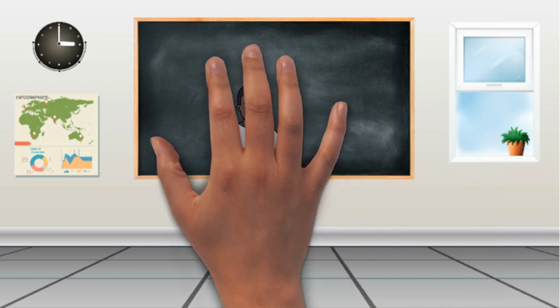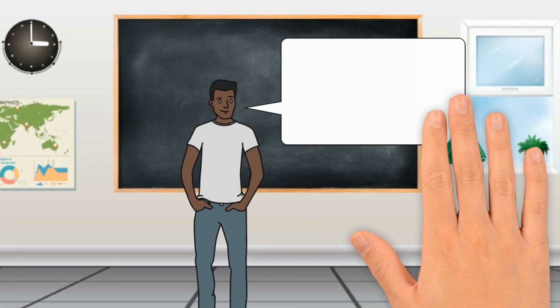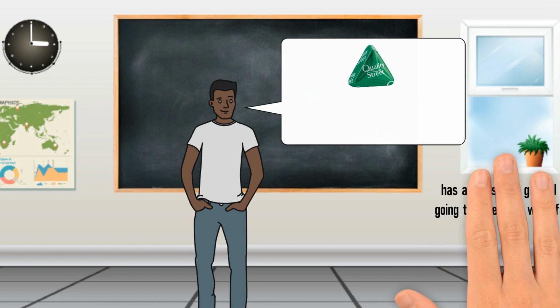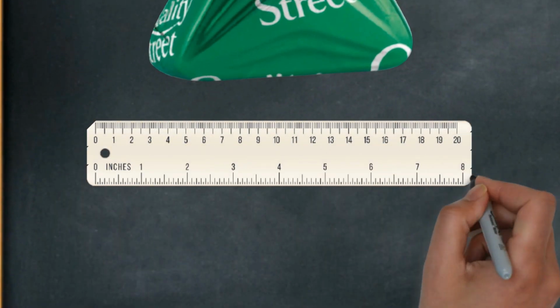Leif confidently told the class, "The first thing we need to consider is the mass of the sweet. It says on the inventory list that this particular sweet has a mass of 6 grams, and I'm going to take their word for it. What they have not told us though is that this sweet has a triangular prism shape, and we are not given the length, width, and height measurement of the sweet."